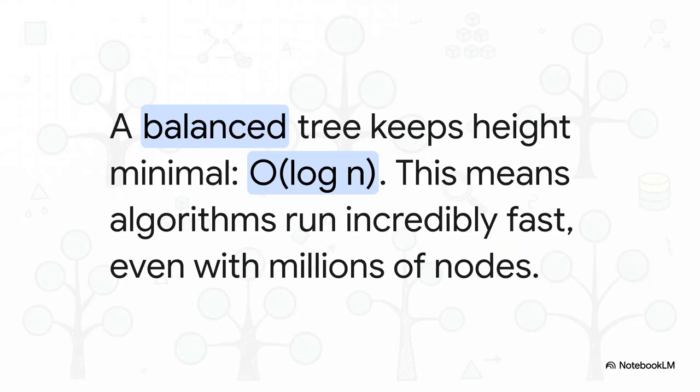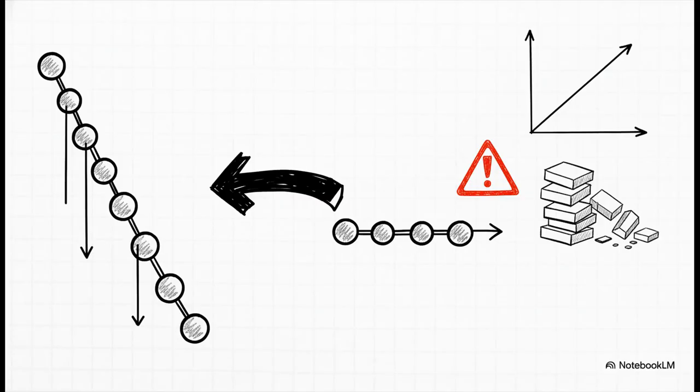So in the best case scenario, what we're aiming for is a short, bushy, balanced tree like this one. In this case, the height is logarithmic, or O log n. What that means in plain English is that even if you double the number of nodes in the tree, the height only goes up by 1. That is incredibly efficient.